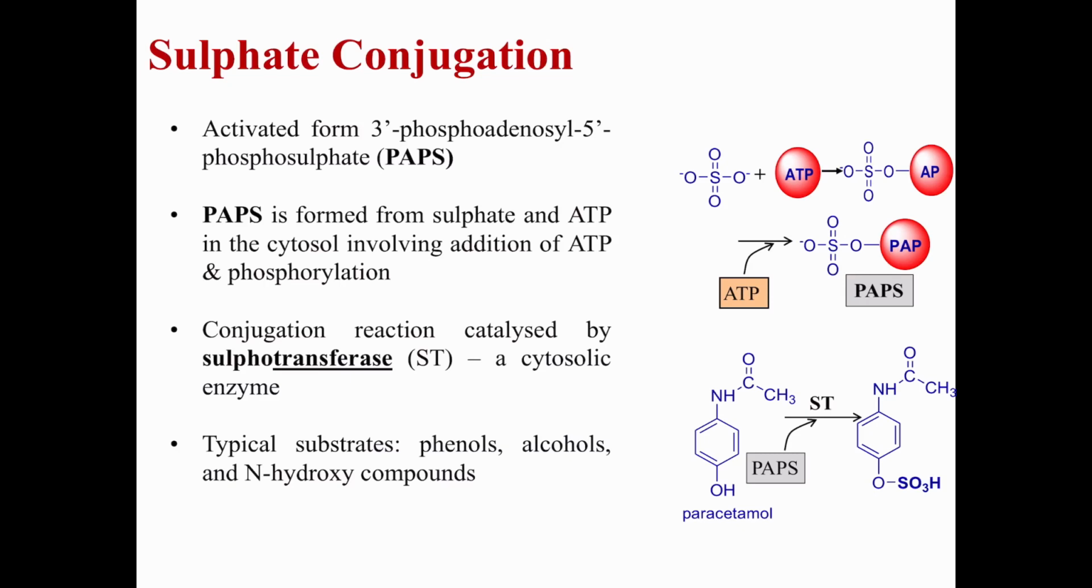The conjugation reaction is catalyzed by an enzyme called sulfotransferase, a cytosolic enzyme, and typical substrates include phenols, alcohols, and N-hydroxy compounds. Paracetamol is illustrated as an example on the bottom right of the slide, where the PAPS molecule is added to the OH group at the bottom, as seen in the diagram.